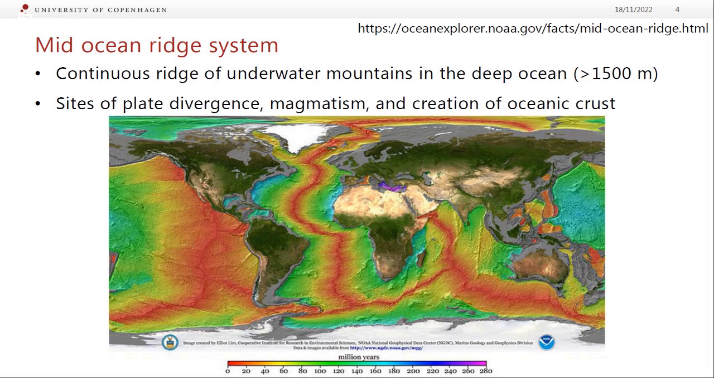I think there's between 40 and 60,000 kilometers of mid-ocean ridge. And on this map at the bottom, you can see that the crust is color-coded by its age. So we can see down the ridges, which are locally higher than the crust around them, the crust is very, very young. And as we get further away from the ridge, it's older.